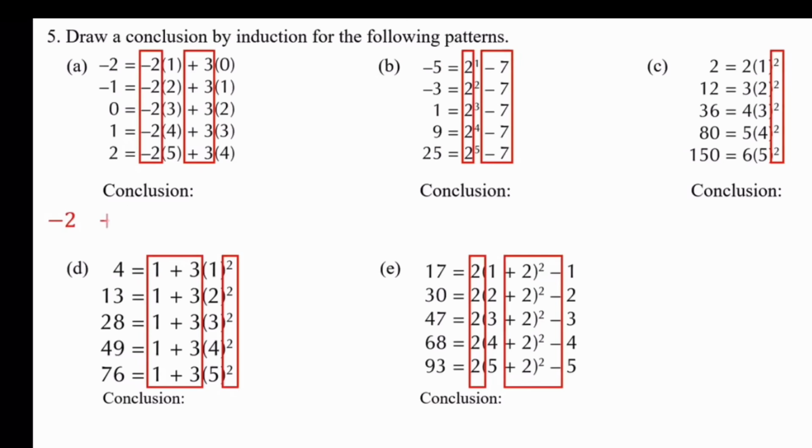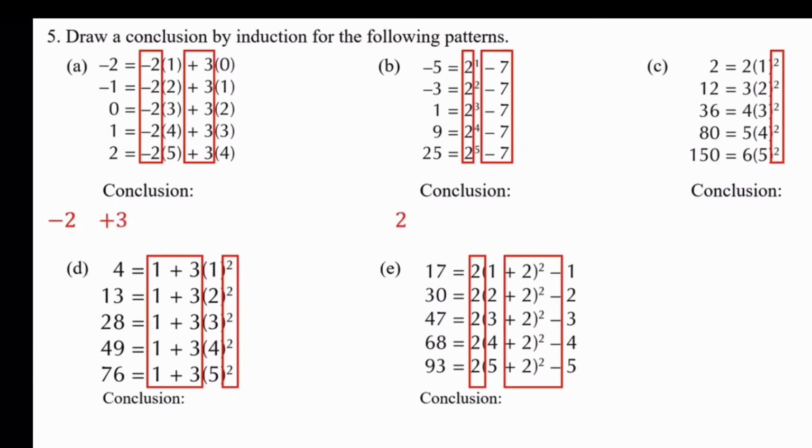So for A, we have negative 2 and plus 3 remaining unchanged. For B, we have 2 and minus 7 remaining unchanged. And for C, we have the power 2 remaining unchanged. For D also, we have 1 plus 3 and power 2 remaining unchanged. And for E, we have 2 and 2 plus 2 power 2 minus remaining unchanged.